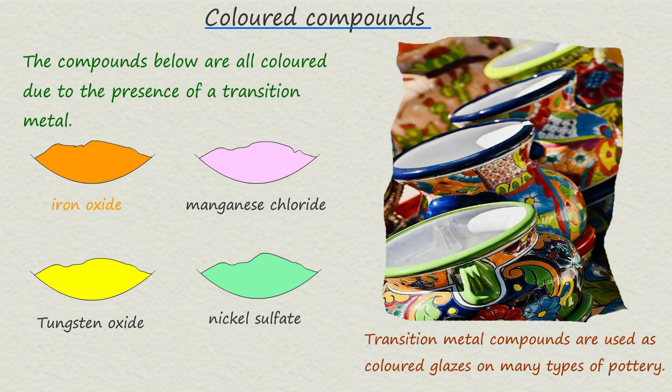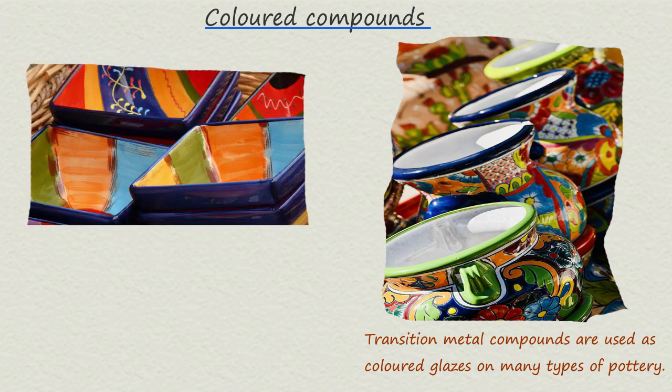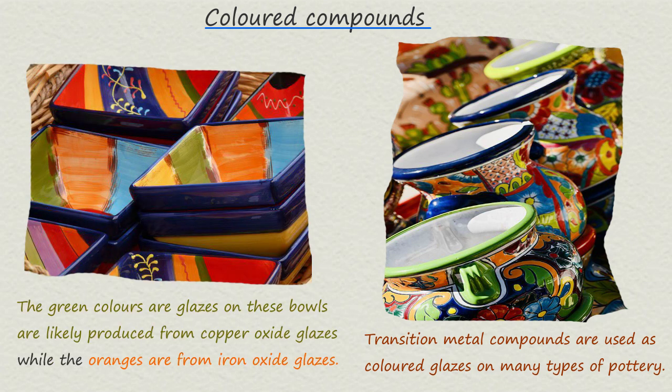Many of these coloured transition metal compounds are used to glaze or colour pottery. For example, cobalt oxide gives a wonderful blue glaze, while copper oxide gives a bright, vivid green glaze, and iron oxide has been used for thousands of years to give pots an orange colour or glaze.